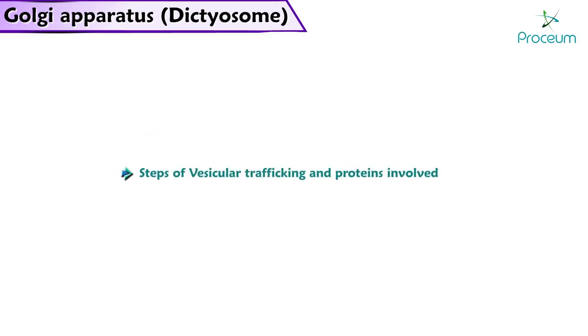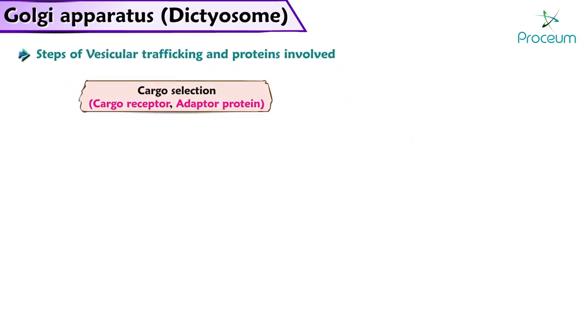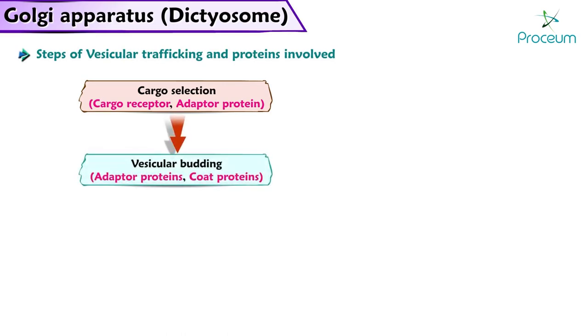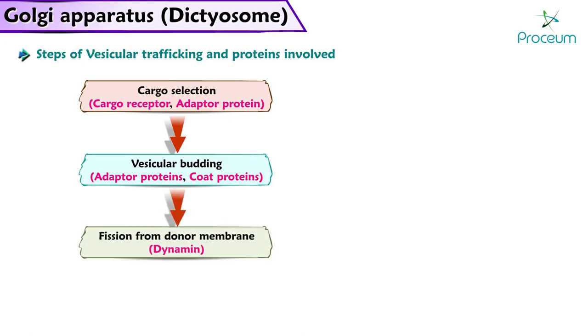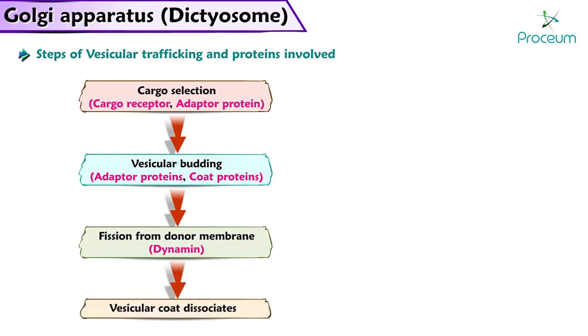Let's now investigate the steps of vesicular trafficking as well as the proteins involved in those steps. First, there is cargo selection, which involves a cargo receptor and an adapter protein. Then, there is vesicular budding. This step involves adapter proteins and coat proteins. Then, there is fission from the donor membrane. This involves dynamin. After that, the vesicular coat dissociates.